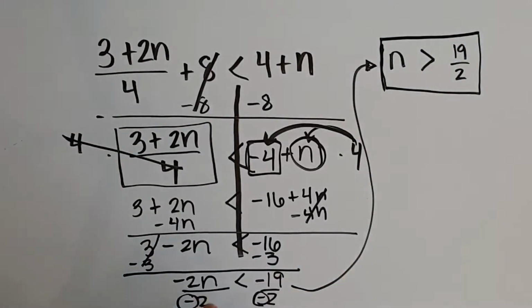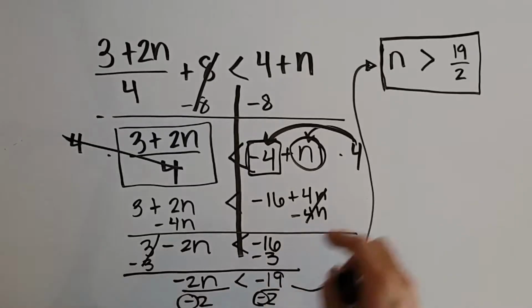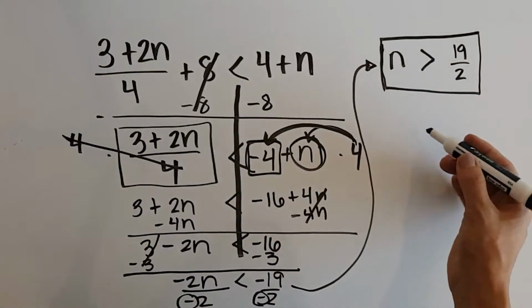And the reason for that is when you divide by that negative, it's like crossing over 0 on the number line. So now things that used to be less than are actually greater than. So our final answer should be n is greater than 19 halves.